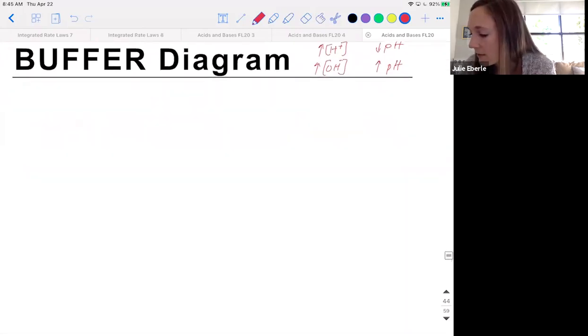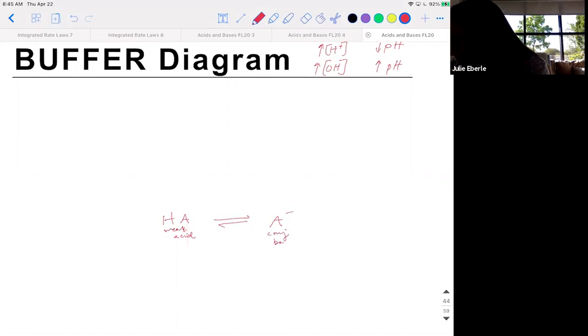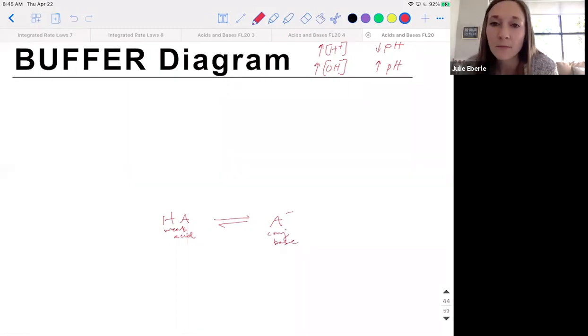All right, so let's say we have at equilibrium a weak acid, HA, in equilibrium with its conjugate base. Let's say you add some base, like a little bit of sodium hydroxide. You can ignore the sodium here, but we're adding a strong base. That could threaten to raise our pH, and the buffer doesn't want that to happen.